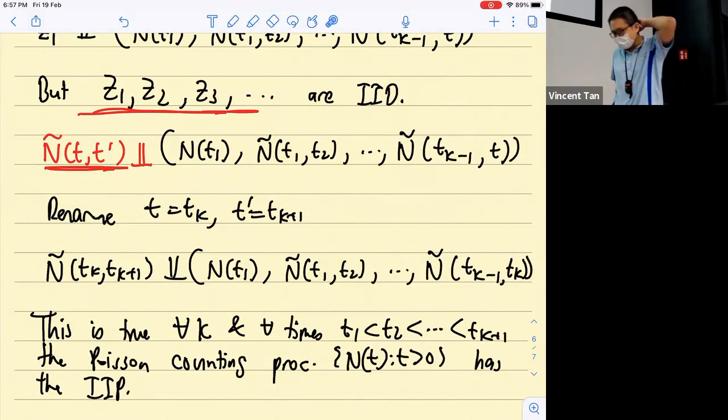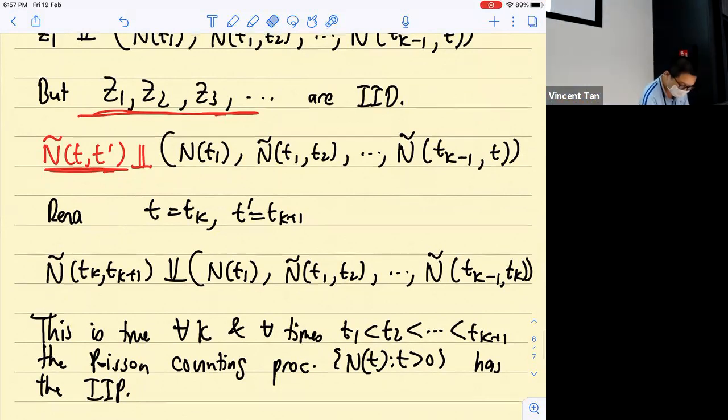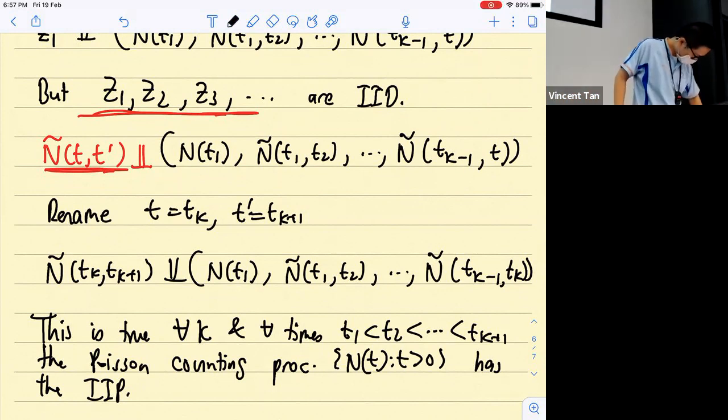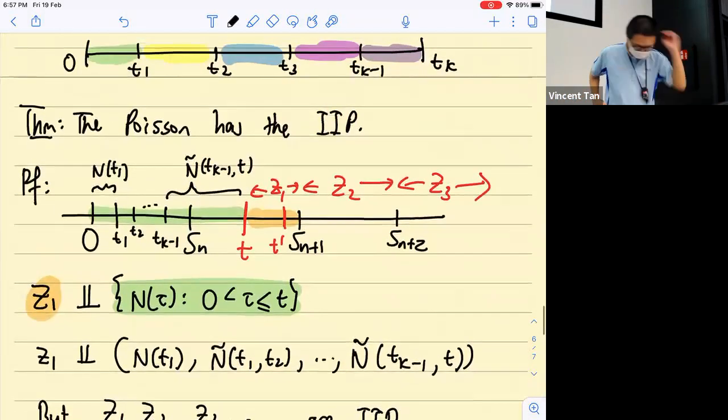You have to remember, and you have to work out problems using the fact that the Poisson counting process has these two properties. You will have a lot of opportunities to do so. Okay, people at home, any questions? This is the theorem. Questions? This is important.